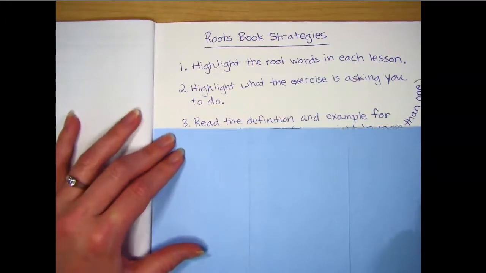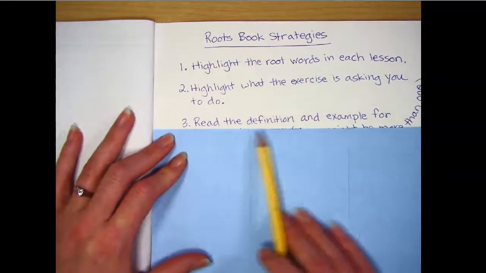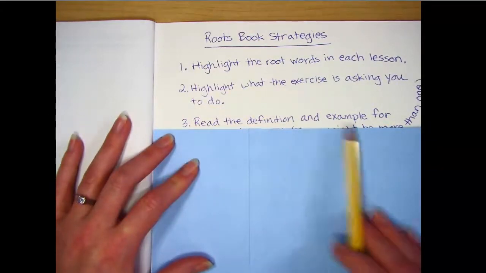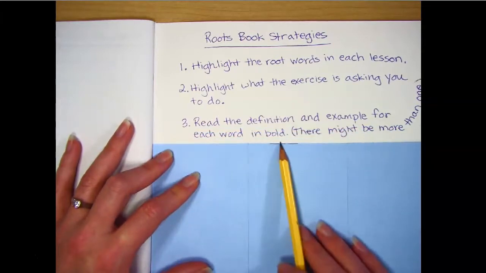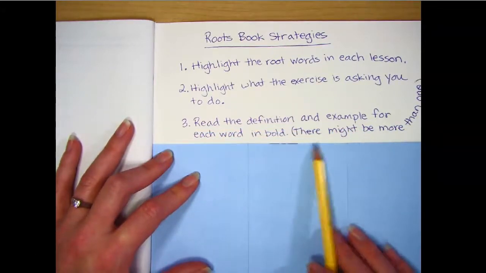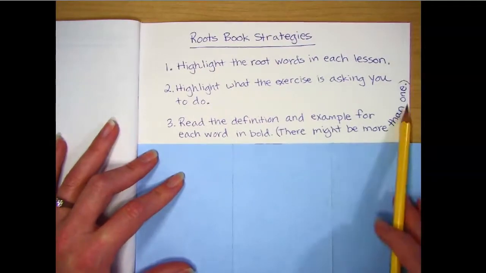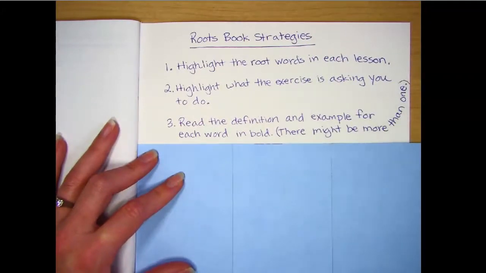The third strategy is to read the definition and example sentence for each word in bold, because there might be more than one definition. Sometimes a word means more than one thing. And when you go into the exercises and they're asking a question, they might be asking a question about one of the definitions and not the other.